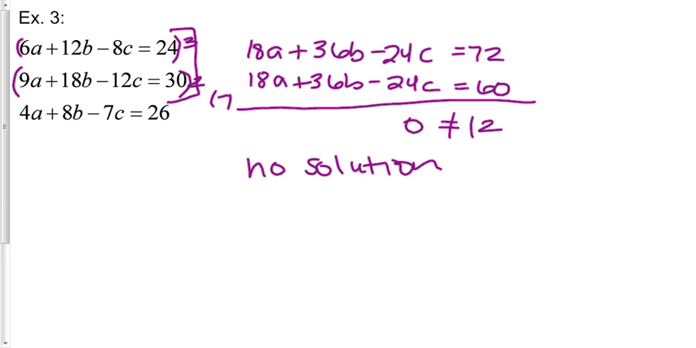And again, I don't need to continue solving any further. No solution because all of the variables were eliminated and the resulting equation was not true. 0 does not equal 12, so there's no solution. Basically, this means that there's no a, b, and c value, no ordered triple that would satisfy these equations.